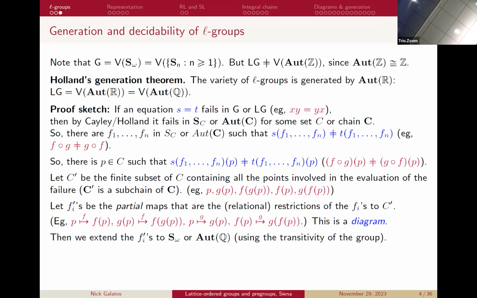And then can I extend these lines? You can, because of the transitivity of the group, the automorphism. If I give you a finite set of points and I tell you I want them to go there, then you have enough space to extend it linearly in between. And you now have actual functions from Q to Q.